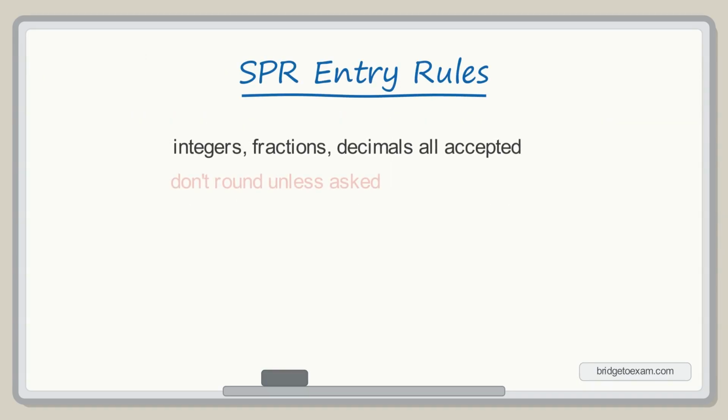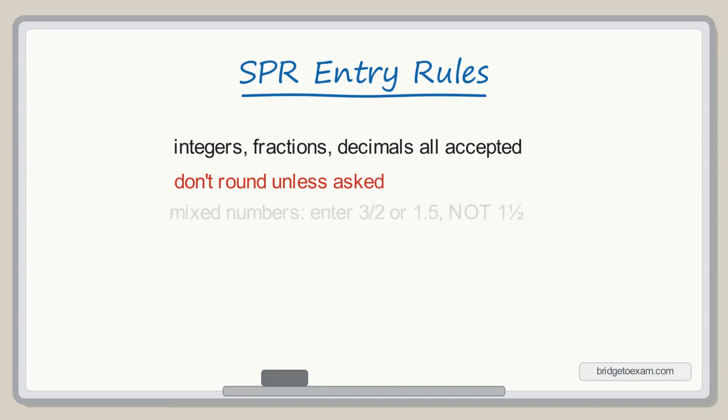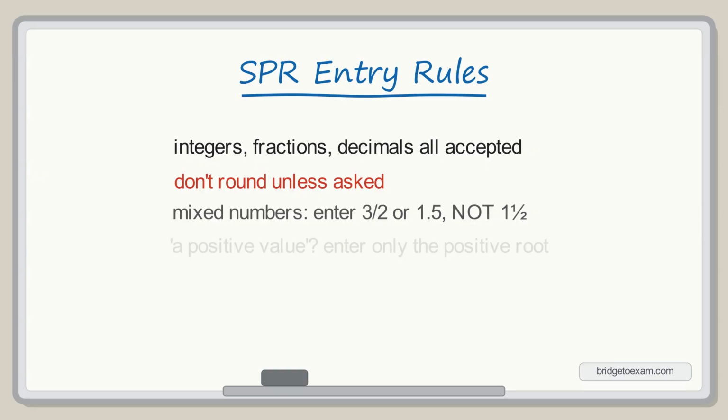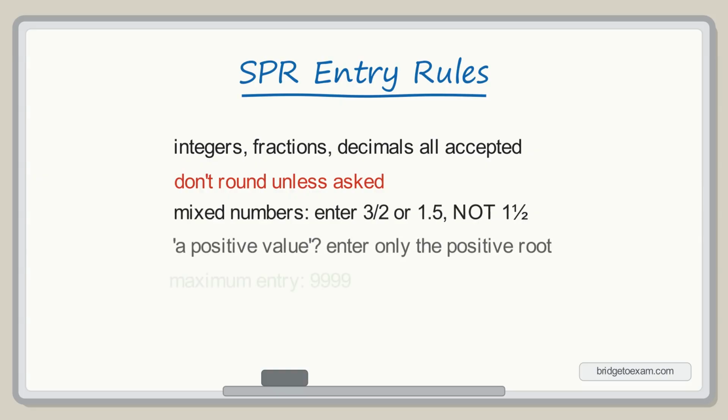First, student-produced response entry. You can enter integers, fractions, or decimals. All are accepted. Don't round unless the question asks for it. The biggest trap: never enter a mixed number like 1 1/2. Convert it to 3/2 or 1.5. If the question asks for a positive value, enter only the positive root. And the largest value you can submit is 9,999.